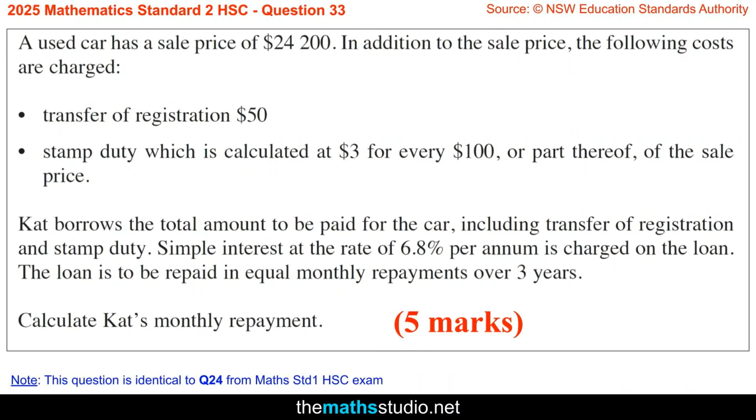Question 33. A used car has a sale price of $24,200. In addition to the sale price, the following costs are charged. Transfer of registration, $50. Stamp duty, which is calculated at $3 for every $100 or part thereof of the sale price. Cat borrows the total amount to be paid for the car, including transfer of registration and stamp duty. Simple interest at the rate of 6.8% per annum is charged on the loan. The loan is to be repaid in equal monthly repayments over 3 years. Calculate Cat's monthly repayment.